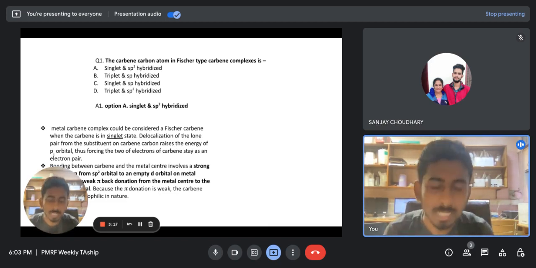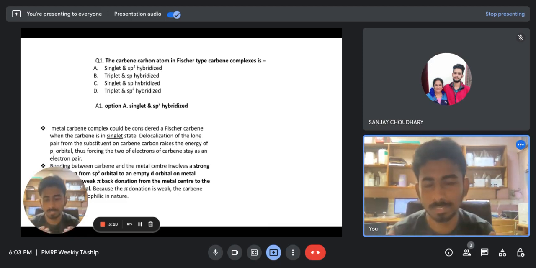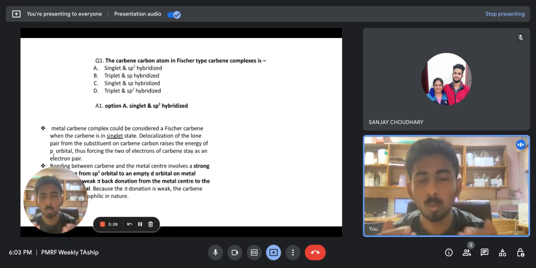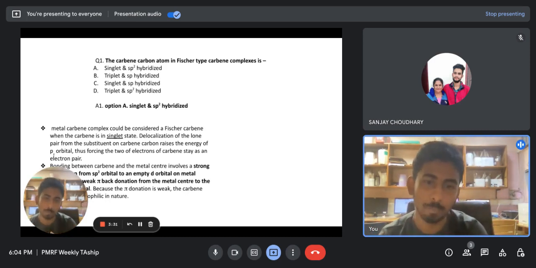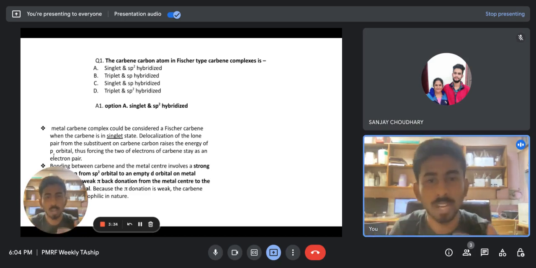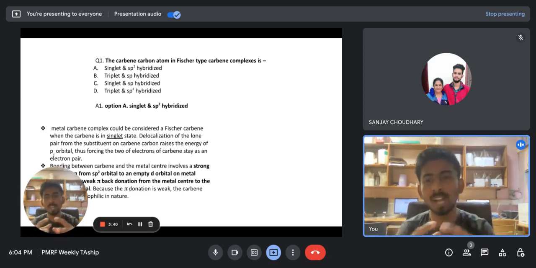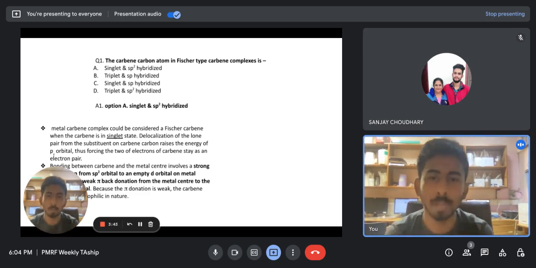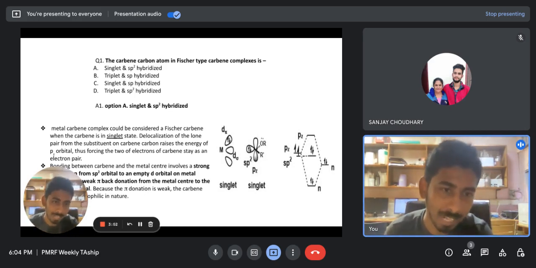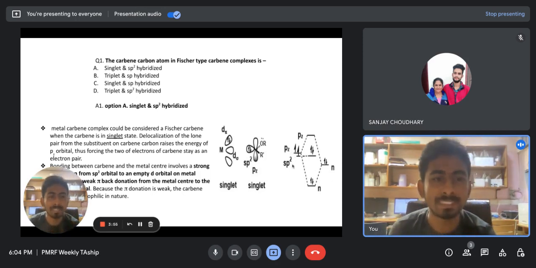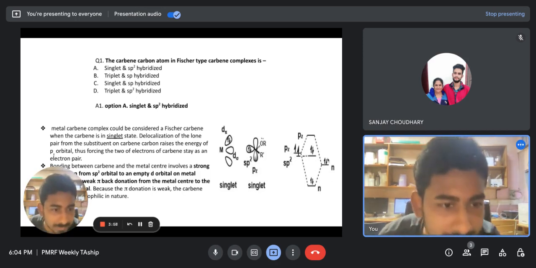On account of that, the energy of the pz orbital, or the LUMO, of the carbon gets increased. So instead of staying as one-one unpaired electrons, all the electrons get paired up in Fischer carbenes, because the energy of the other orbital is quite high, so electrons cannot reside on that high energy orbital. Electrons remain paired up in the lower orbital, the sp2 orbital. Thus the two electrons of the carbene stay as an electron pair. That's why you can see in this molecular orbital diagram on the right hand side, this is the sp2 and this is the pz.